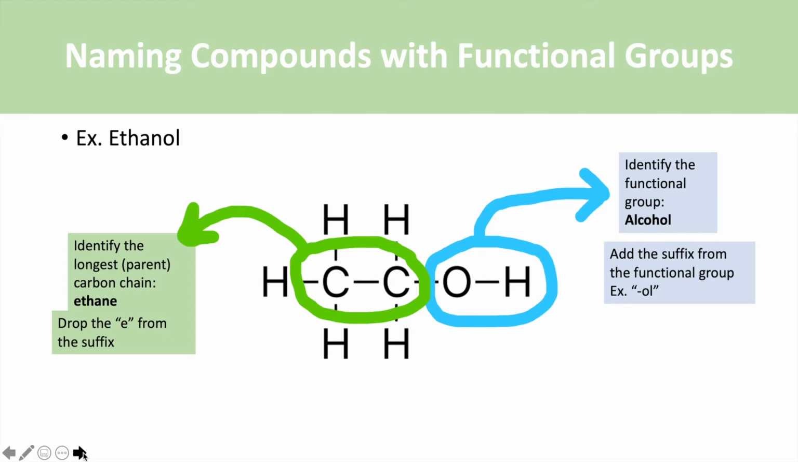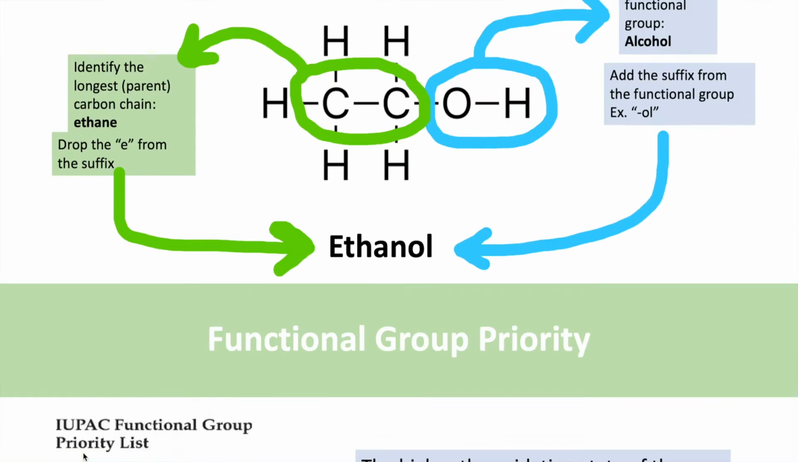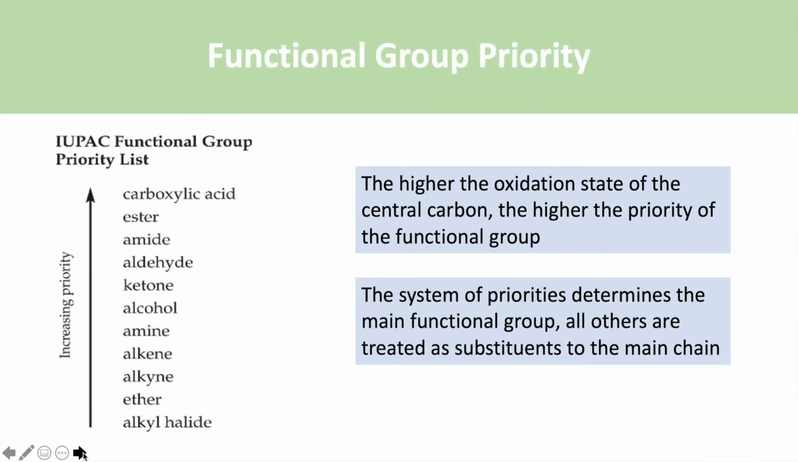When naming a molecule, the functional group with the highest priority will be the one which gives its suffix. Though it seems somewhat arbitrary which functional group gets priority, there is some correlation between the oxidization state of the central carbon and the priority of the functional group. Once you have identified the functional group with the highest priority, all other groups in a substance can be treated as substituents. So let's practice naming a compound that has multiple functional groups.